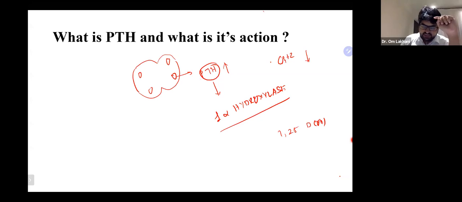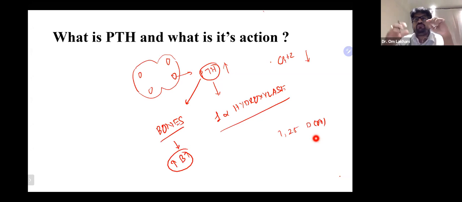The second thing which PTH does, it acts on the bones. And what it does on the bones is it increases the bone turnover. By increasing the bone turnover, it sort of churns out more calcium into the blood. So these are the two primary mechanisms as far as the calcium axis is concerned.